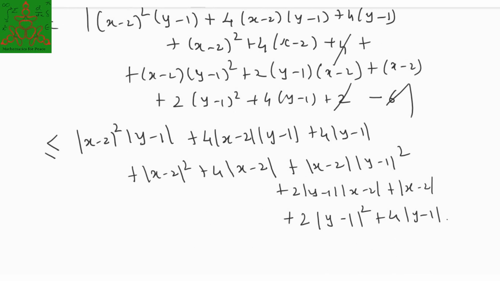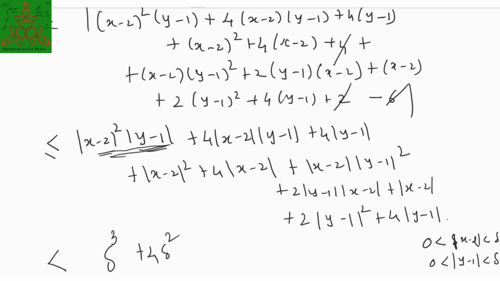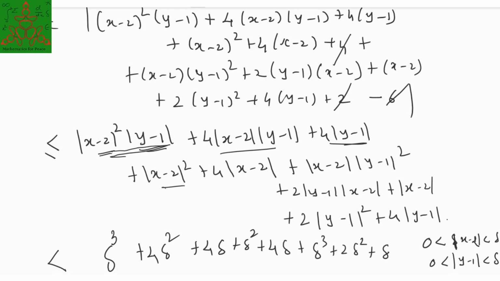Now again this will be less than delta cube, because this is for delta square, whenever 0 less than x minus 2 less than delta and 0 less than y minus 1 less than delta. If this condition is true, then this will be less than delta cube plus 4 delta square for this, plus 4 delta for this: 4 delta square plus 4 delta plus delta cube plus 2 delta square plus delta plus 2 delta square plus 4 delta.